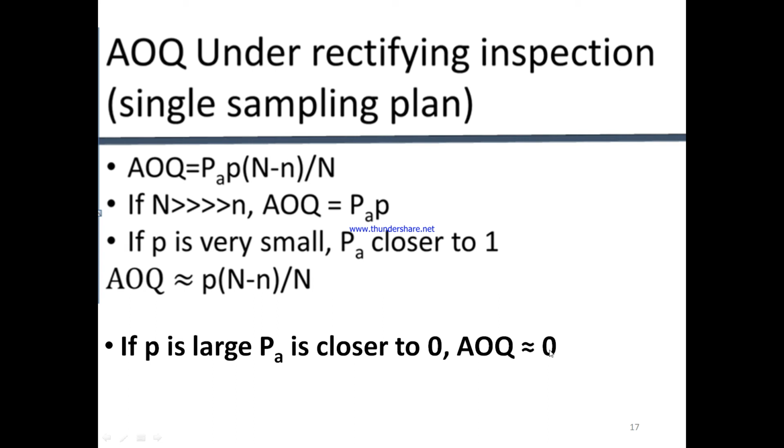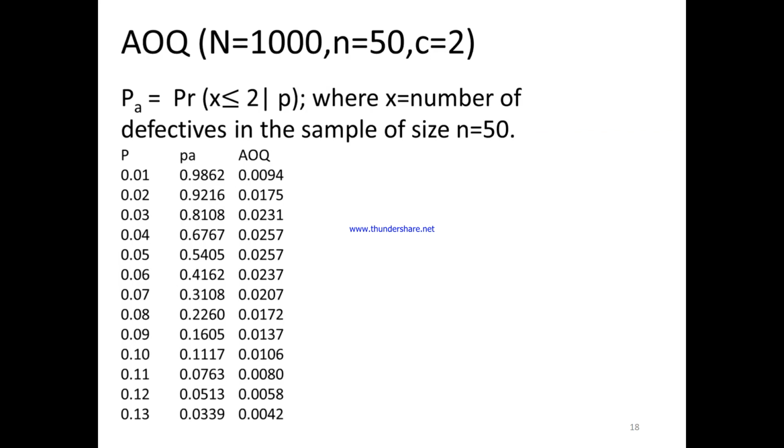Right? So what you have to remember is, when p, the proportion of defective, is very small, you can calculate the AOQ using this equation, and when the proportion of defectives is increasing, AOQ is very close to 0. Right? Because when there are so many defectives, when you calculate the average outgoing quality, it is close to 0 because actually there is no quality when you have so many defectives. So in order to demonstrate this one, I have taken this example.